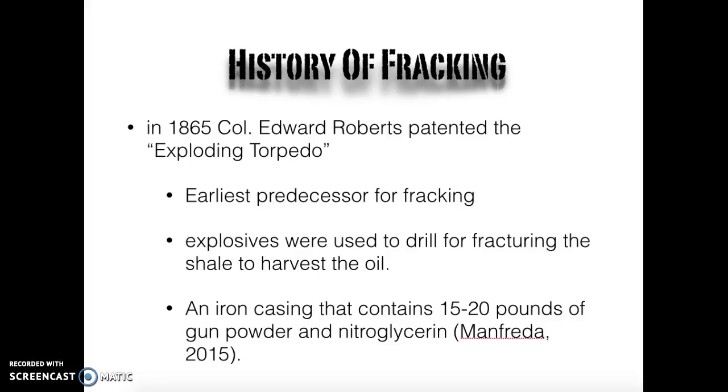And this was a very crude way of fracturing deep beneath the drill sites because we didn't have the technology to hydraulically fracture like we do now. It was just a casing with gunpowder and nitroglycerin that was sent down the drill sites to fracture these oil wells. It was an iron casing, and it contained about 15-20 pounds of gunpowder, as well as nitroglycerin.